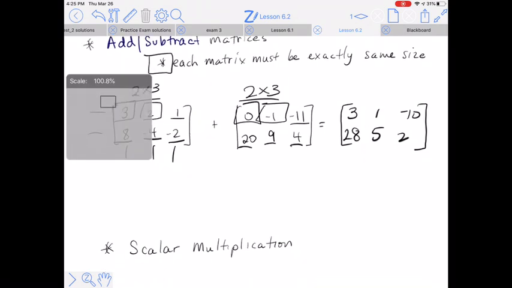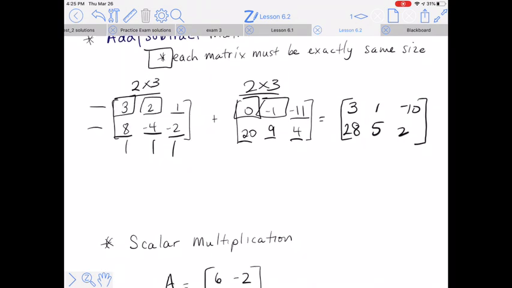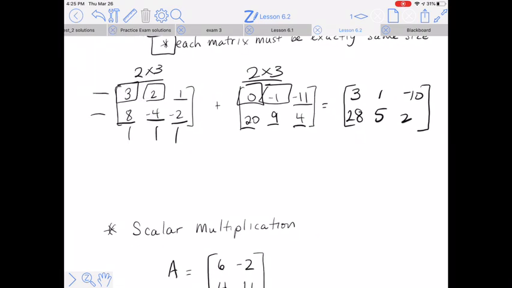Now, multiplication is going to be broken down into two different topics here. There's a certain type of multiplication called scalar multiplication, and this is where you're not actually multiplying two matrices together. You're actually just multiplying a matrix by a number. A scalar is what it's called. A scalar is a non-zero constant.